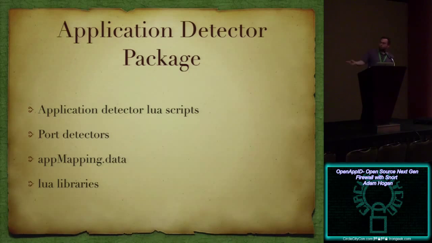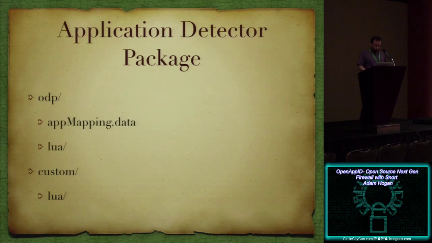There's also a file called app mapping.data, which has some metadata about all the different detectors. We'll take a look at that because it's how you can see what different detectors are in there, what name they're using, which we'll need to match up to rules when we start controlling applications. And there's some Lua libraries that just come with it as well. But as long as we just unzip that file and then point your snort.conf to that directory, you'll be set. Come back to that.